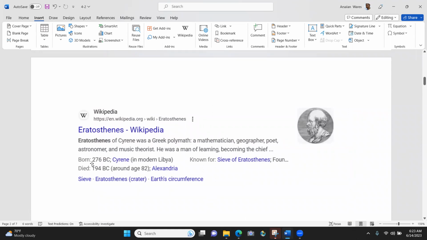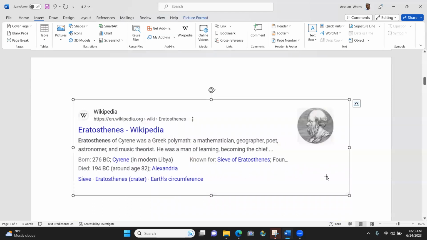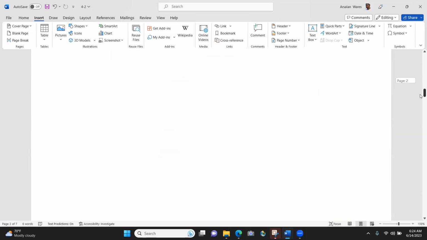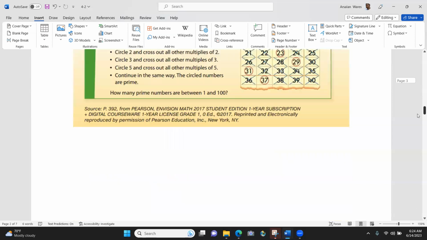See, he was around during 276 BC. He was Greek, and modern Libya was a part of Greece back then. Alexandria is in Egypt, but it was a part of Greece back then. But anyway, we're going to do some math that he taught us. So he taught us how to calculate with certainty the prime numbers in a group of numbers.